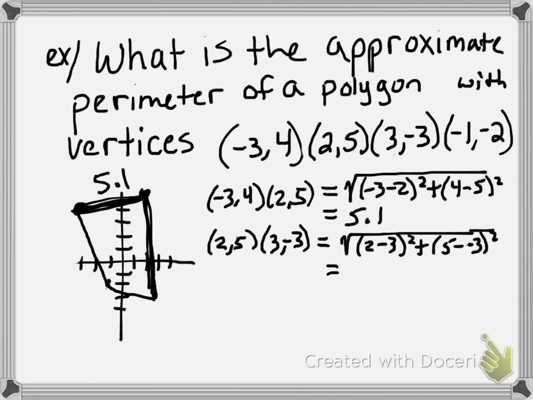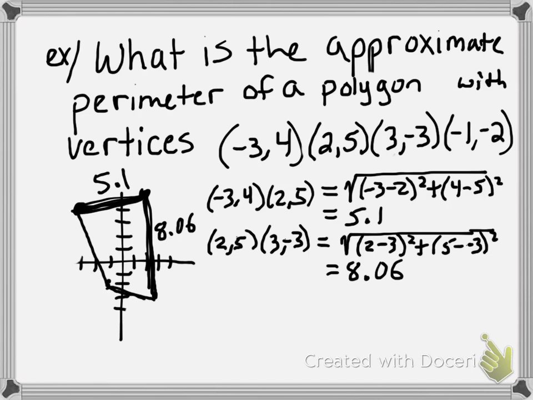So we get (2 minus 3) squared plus (5 minus negative 3) squared. That one I get 8.06. So there's this side. Again, I would round to 1 or 2 decimal places, depending on your decimal.